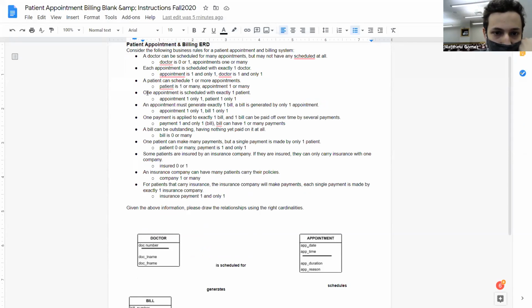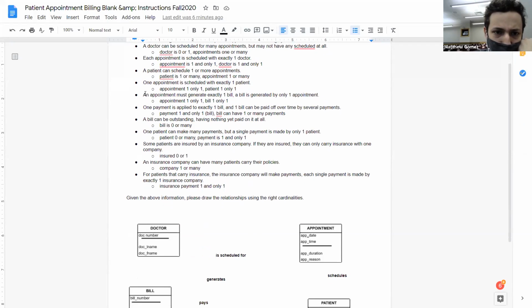What's next? I think this was the one we were on. Appointment must generate exactly 1 bill, and a bill is generated by only 1 appointment. You're only going to have 1 bill for an appointment. You're only going to have 1 appointment for 1 bill. So both of those would be 1 and only 1.